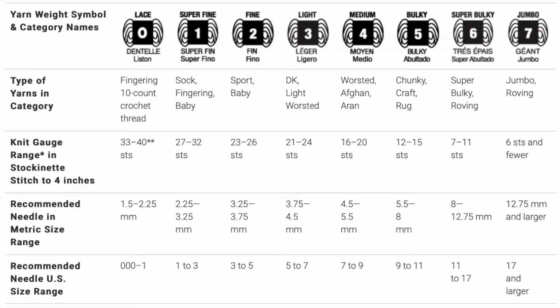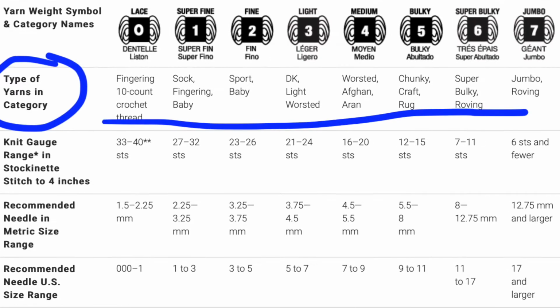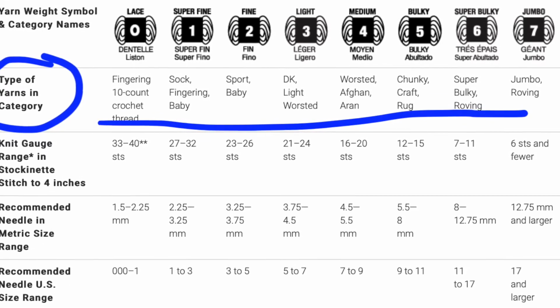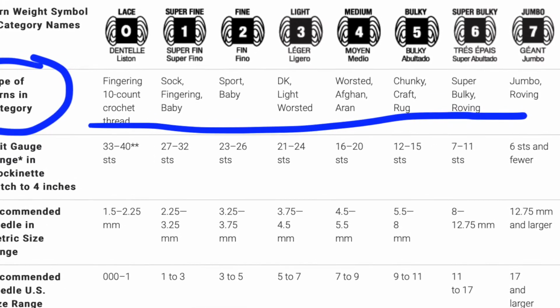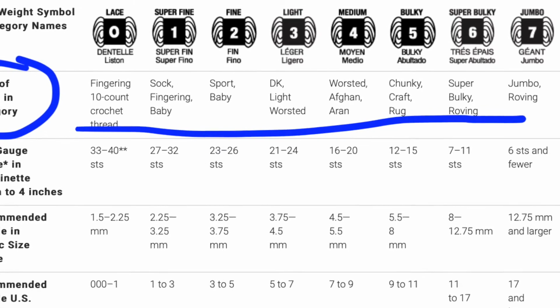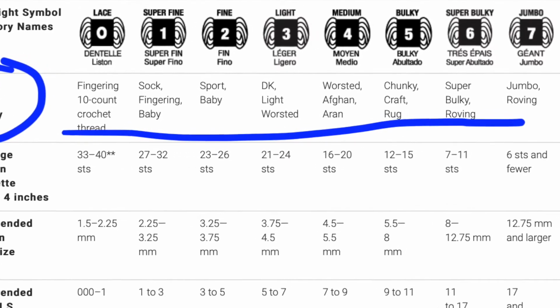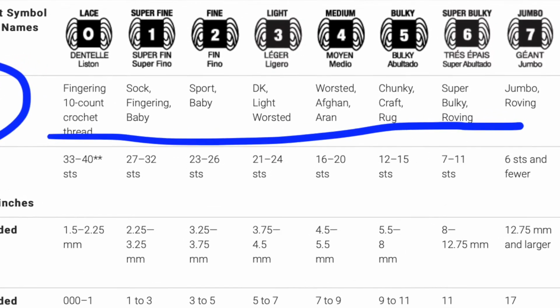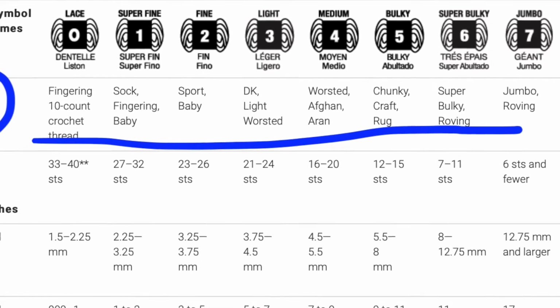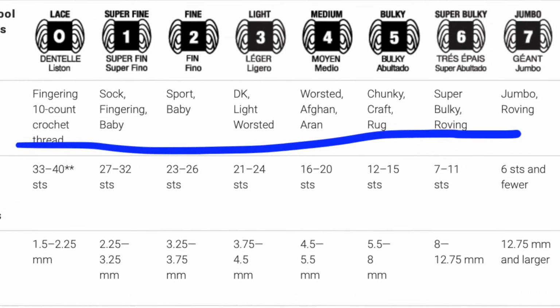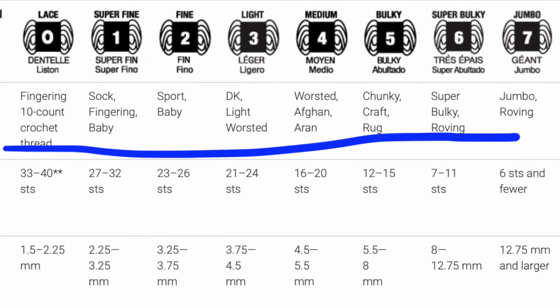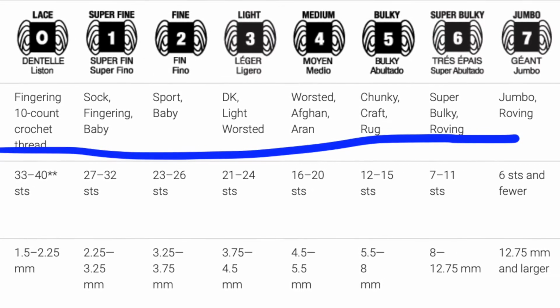Right here is a screenshot of the standard yarn weight system from Craft Yarn Council. You can see they've got their symbols across the top row, and then the next row has the types of yarns that fall into that category. Like under superfine, you have sock, fingering, baby. Under medium, you have worsted, Afghan, Aran. So whenever you hear somebody call for a sport yarn or a chunky yarn or a worsted yarn, you can at least narrow it down by the category that it should fall into.